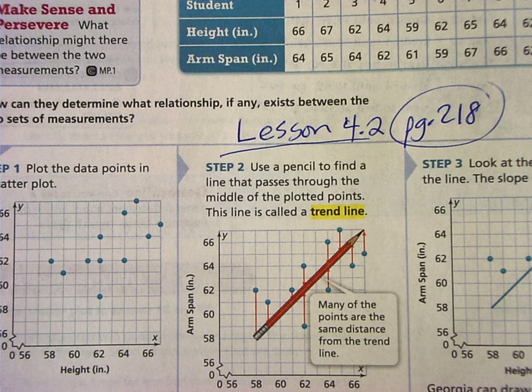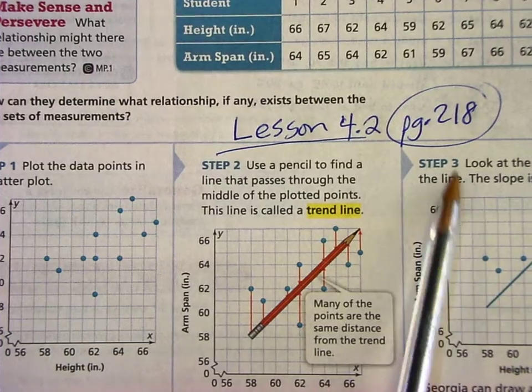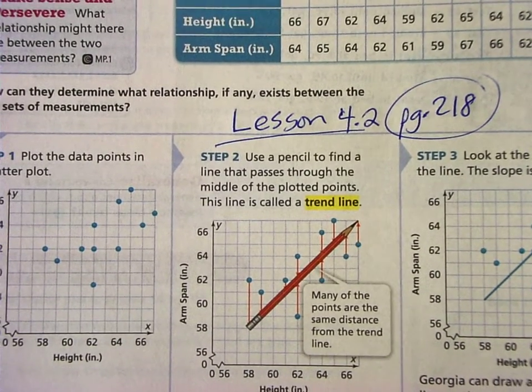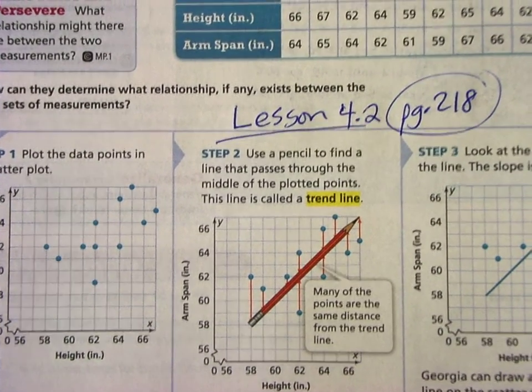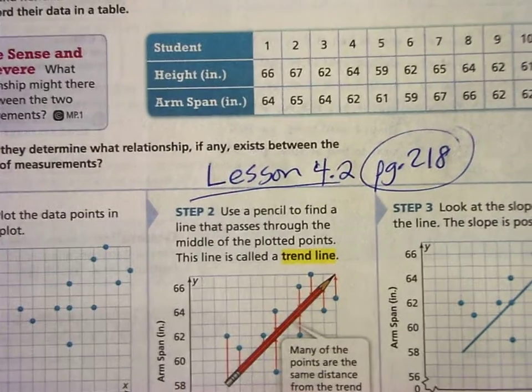Okay, so welcome back. We are going to look at lesson 4.2 on page 218, analyze linear associations. We're going to analyze linear associations. So we're looking at scatter plots still.